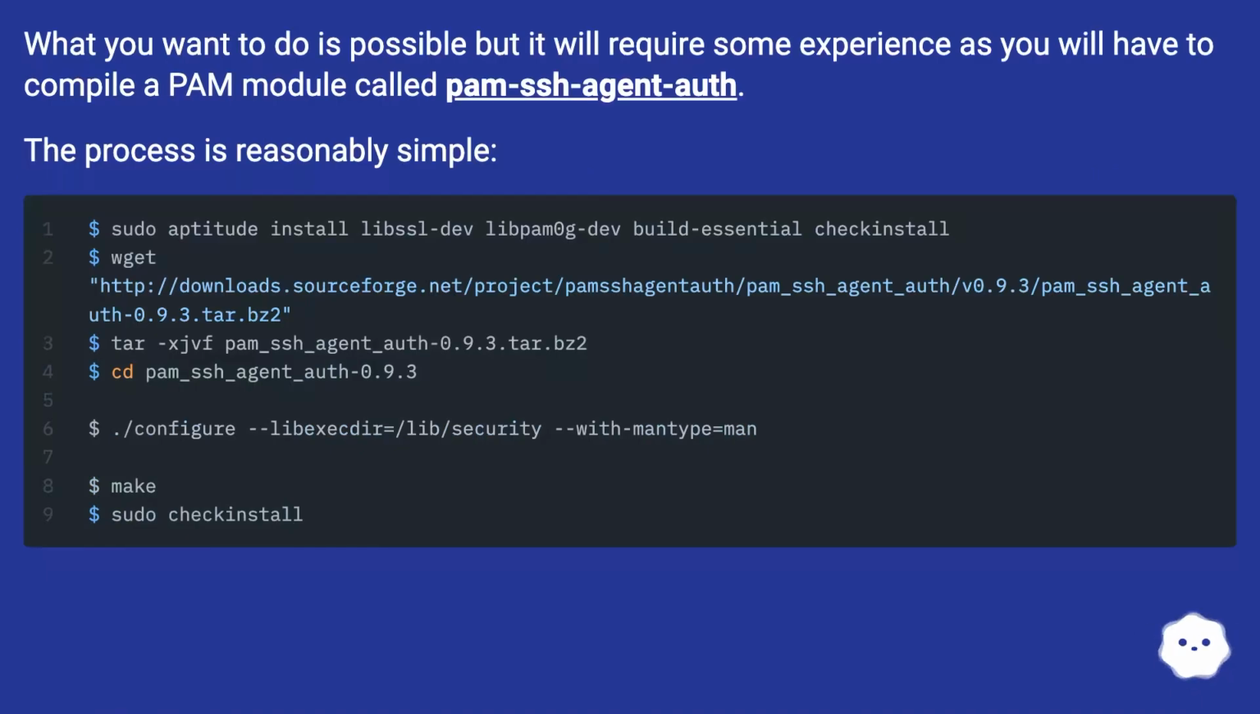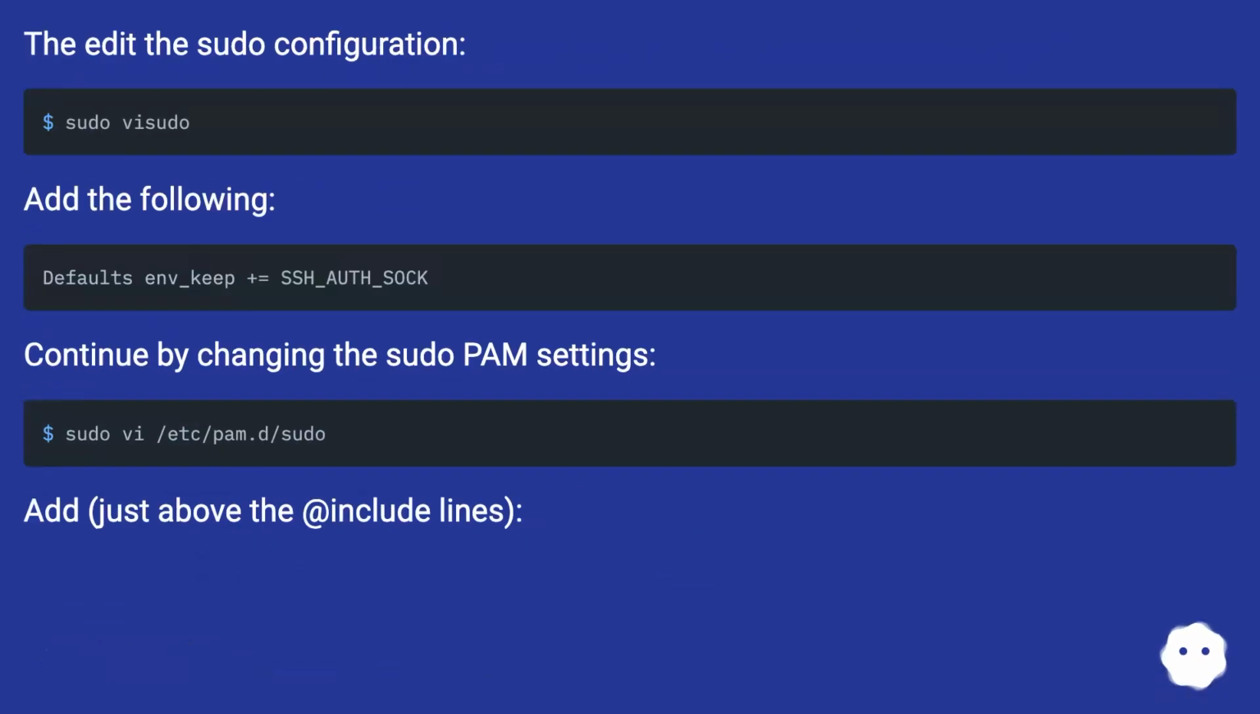What you want to do is possible, but it will require some experience as you will have to compile a PAM module called pam_ssh_agent_auth. The process is reasonably simple. Edit the sudo configuration. Add the following. Continue by changing the sudo PAM settings. Add, just above the @include lines.